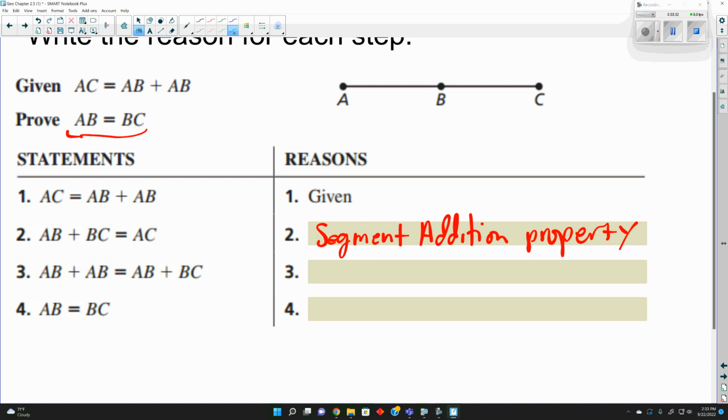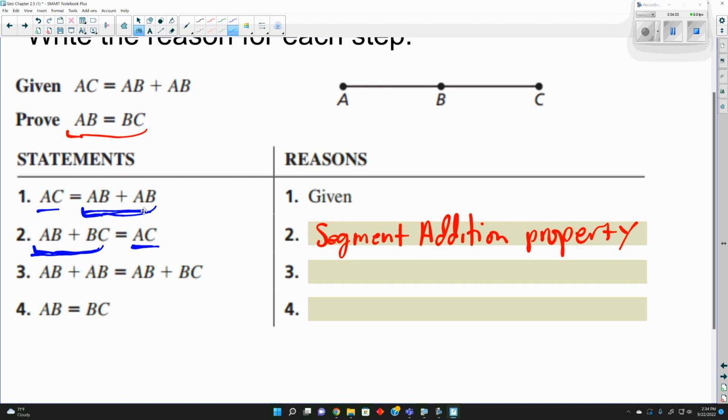Now, we have 2 statements, yes? We have that AB plus BC is equal to AC, yes? We were given that AC is equal to AB plus AB. There's one of the properties that we got yesterday that we can use. Because we have that this is equal to AC, and this is equal to AC, yes? So we can say that AB plus BC is equal to AB plus AB, yes?